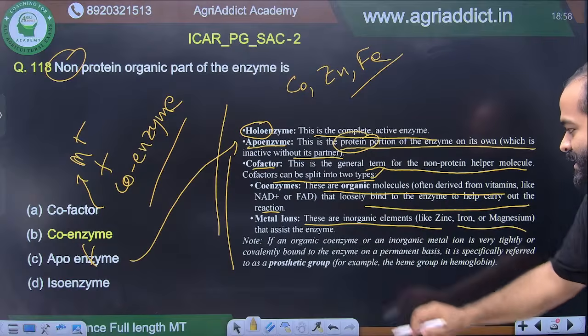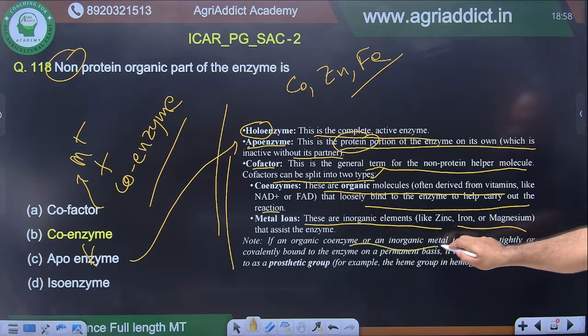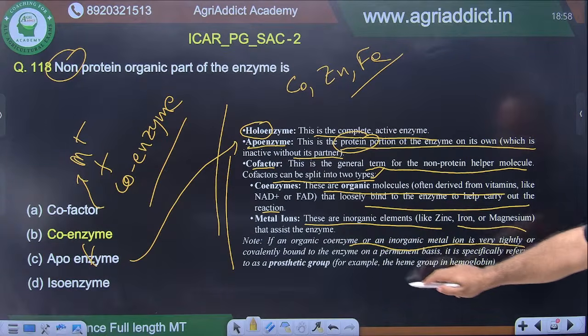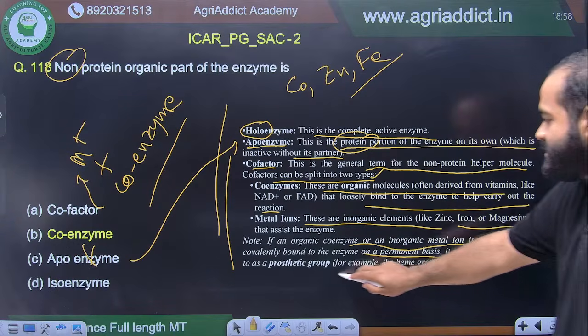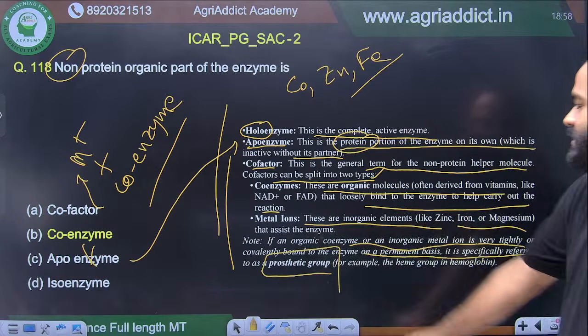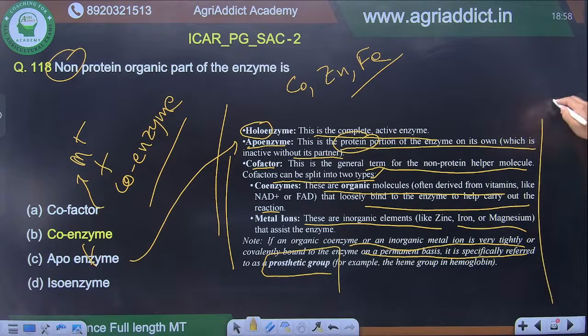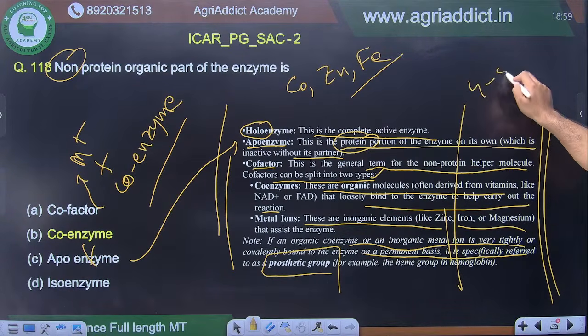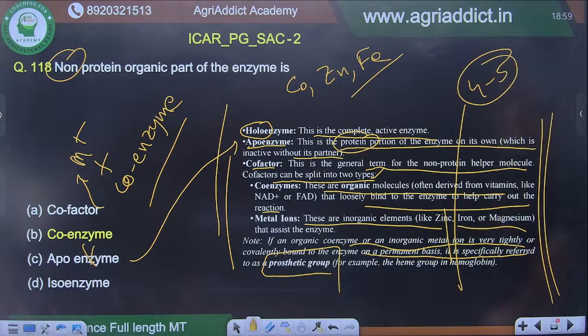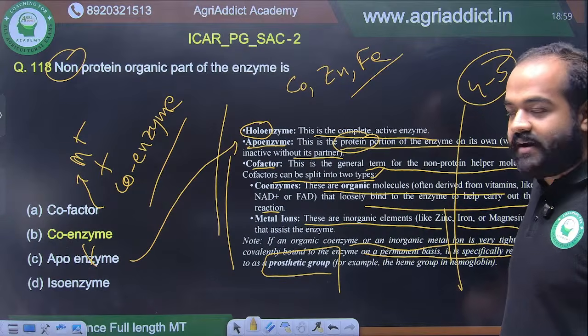Okay? If an organic coenzyme or an inorganic metal ion is very tightly or covalently bound to the enzyme on a permanent basis, it is specifically referred to as a prosthetic group. So in this list that I have made for you, you can get at least 4-5 questions, if at all they are touching the enzyme part, right?